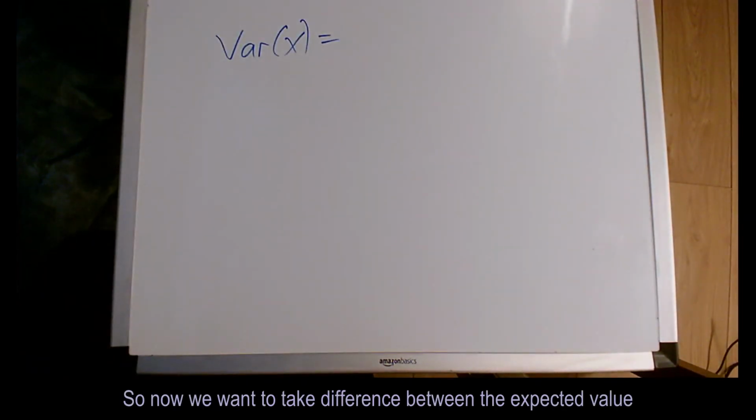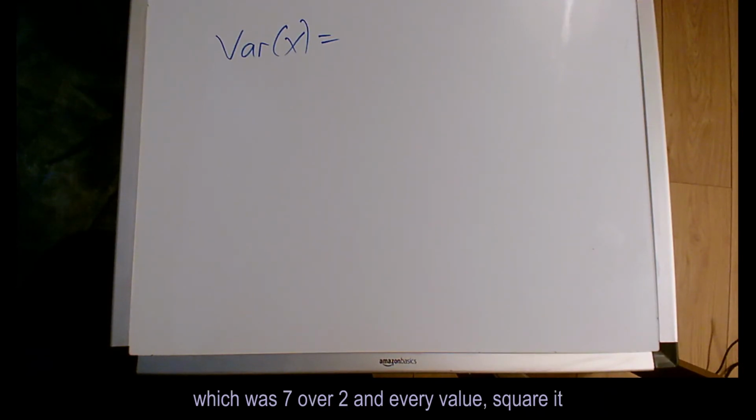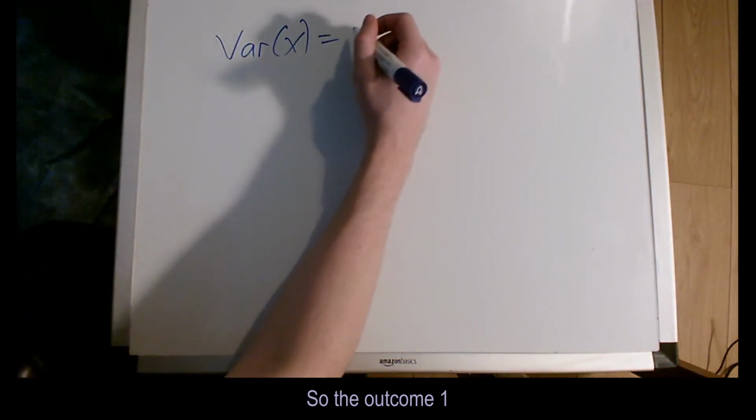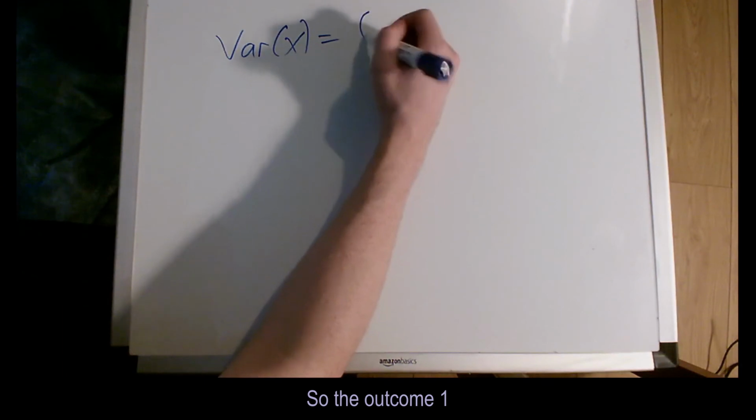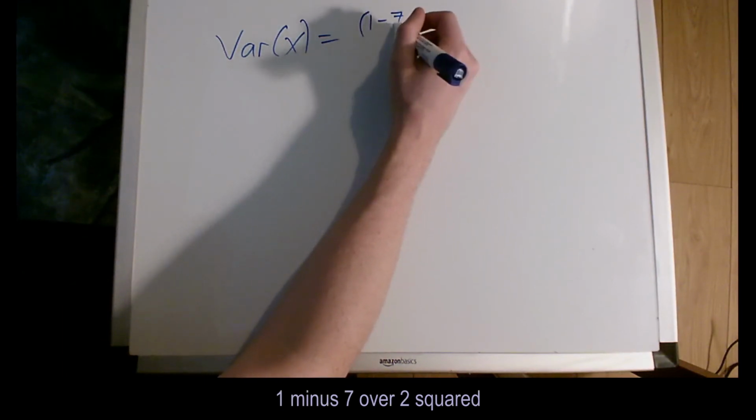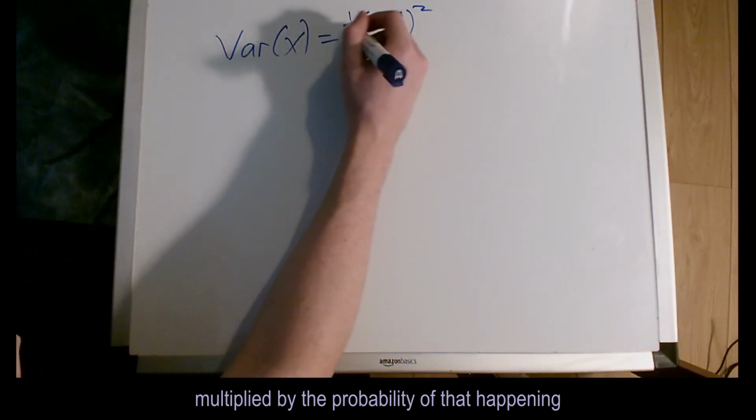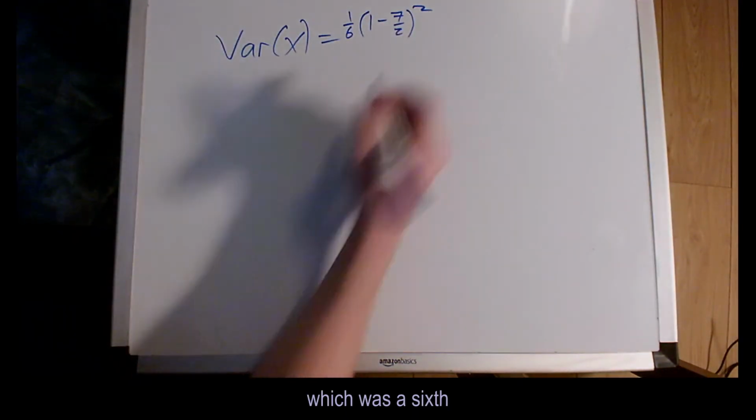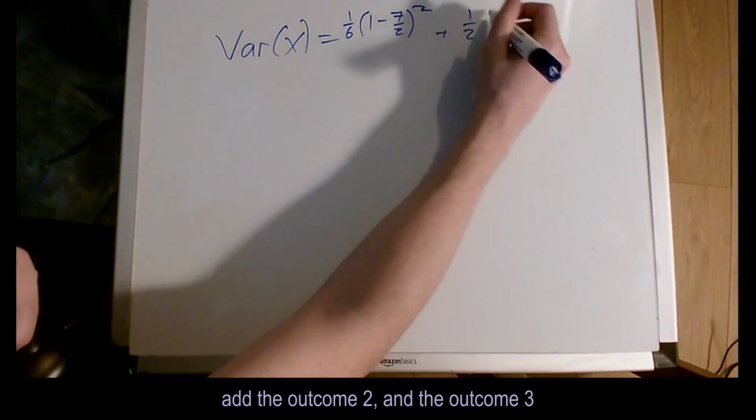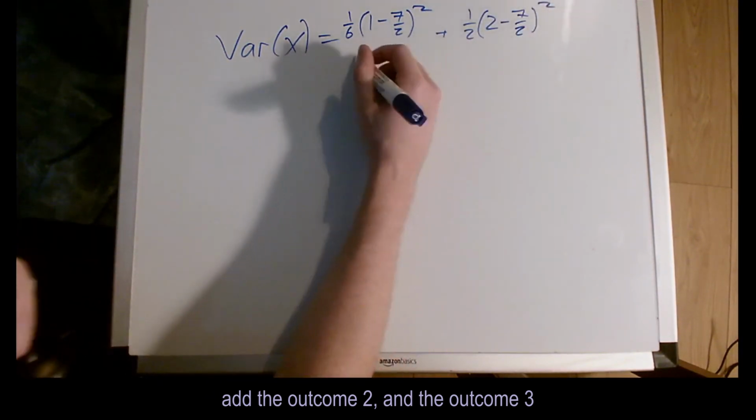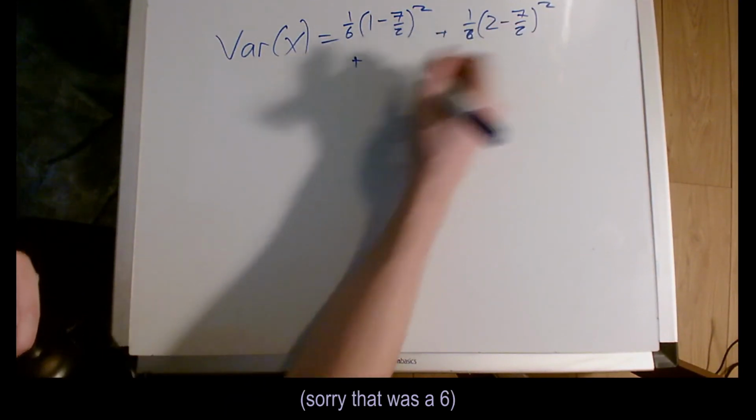So now we want to take the difference between the expected value, which was 7 over 2, and every value, square it, and multiply by the probability of that happening. So the outcome 1 minus 7 over 2 squared, multiplied by the probability of that happening, which was a sixth. Add the outcome 2 and the outcome 3, and so on up to 6.